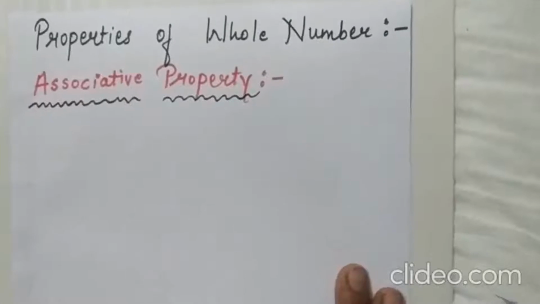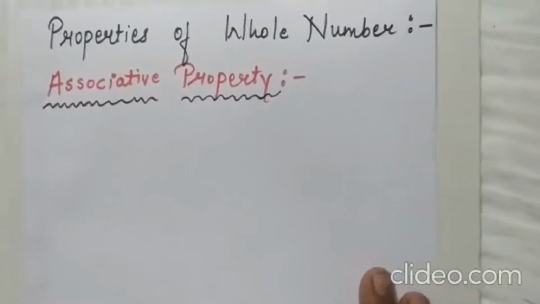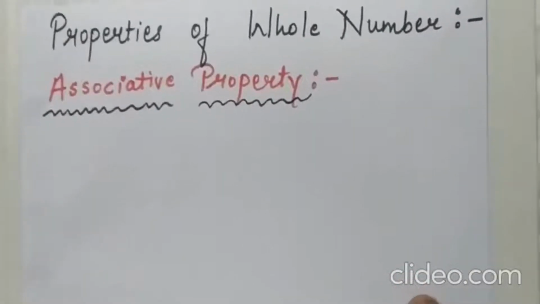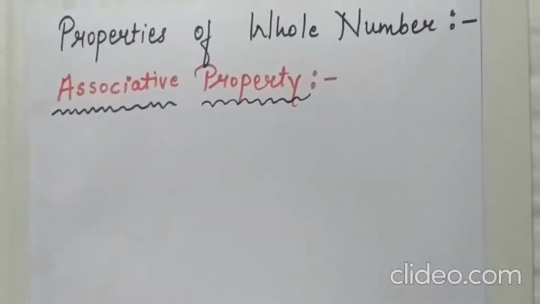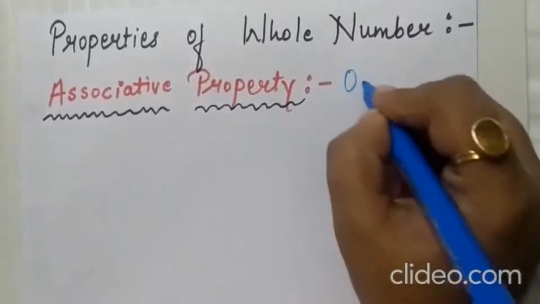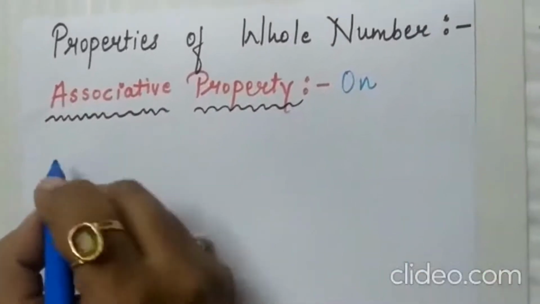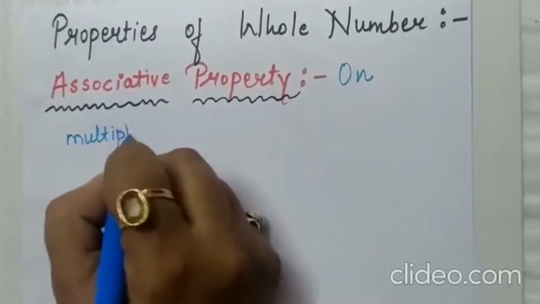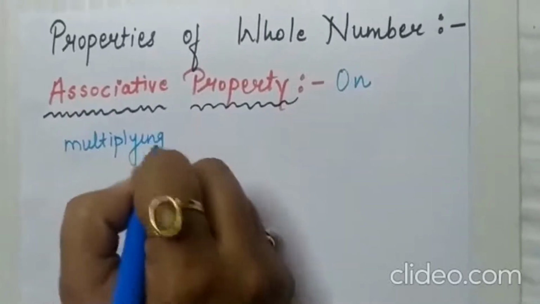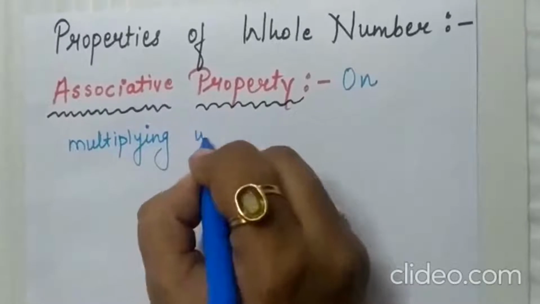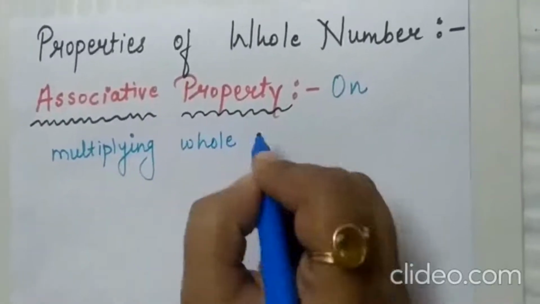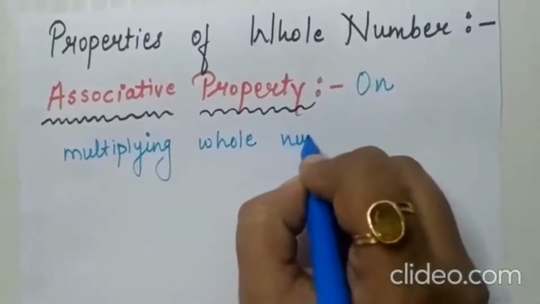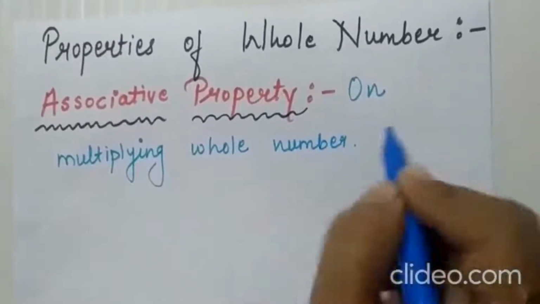Dear children, we already discussed the associative property for addition of whole numbers. Now we'll discuss the associative property for multiplication, on multiplying whole numbers. So what we will do? Again we will take 3 different whole numbers and multiply them by grouping in 2 different forms, and we'll observe the result. So let's take the first example.